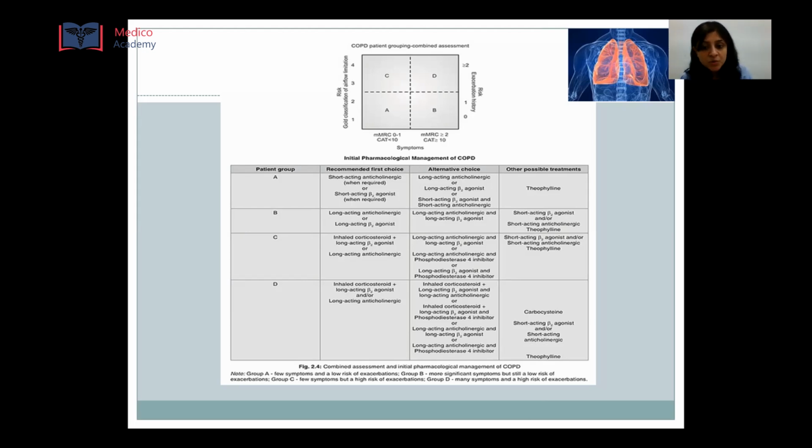Group D are the patients who have many symptoms and are at a very high risk of exacerbation also. The first line treatment again inhaled corticosteroid, long-acting beta-2 agonist and or long-acting anticholinergic. And we can add in them, in the resistant cases, carbocysteine. Again, the short-acting ones can be added, theophylline of course, long-acting anticholinergics and phosphodiesterase 4 inhibitors also.